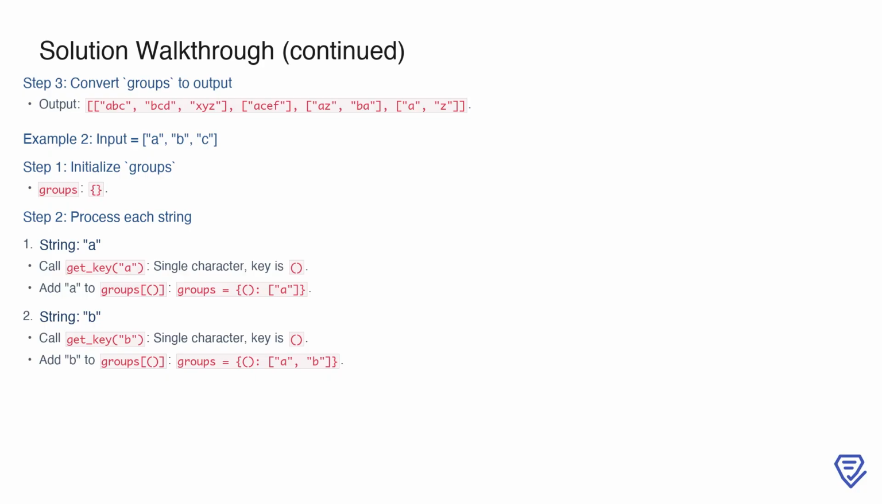The last step is to convert this dictionary into a list of grouped strings. The resulting output is [ABC, BCD, XYZ], [ASF], [AZ, BA], [A, Z].